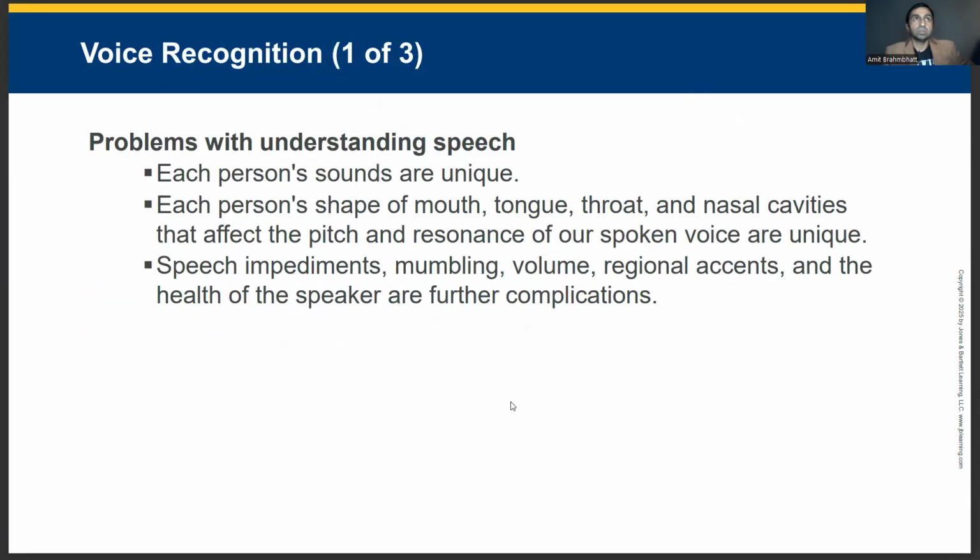Slide 41, Voice Recognition, 1 of 3. This slide discusses challenges in voice recognition. Every person's voice is unique in pitch, tone, and pronunciation. Factors like accents, mumbling, illness, or background noise make recognition difficult. Because of this variation, recognizing speech reliably remains a major AI challenge.